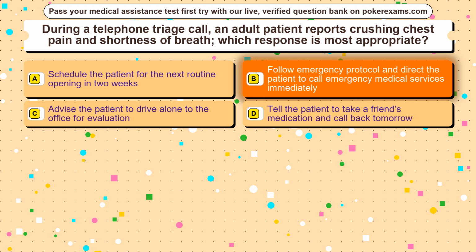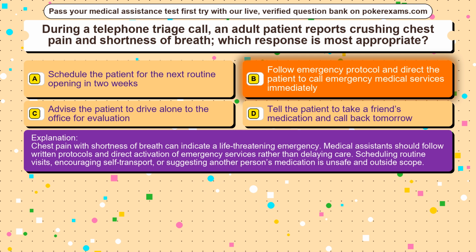The correct answer is option B. Follow emergency protocol and direct the patient to call emergency medical services immediately. Chest pain with shortness of breath can indicate a life-threatening emergency. Medical assistants should follow written protocols and direct activation of emergency services rather than delaying care. Scheduling routine visits, encouraging self-transport, or suggesting another person's medication is unsafe and outside scope.